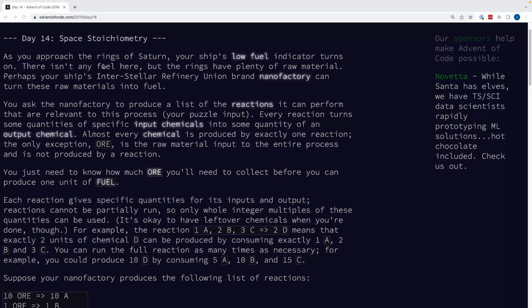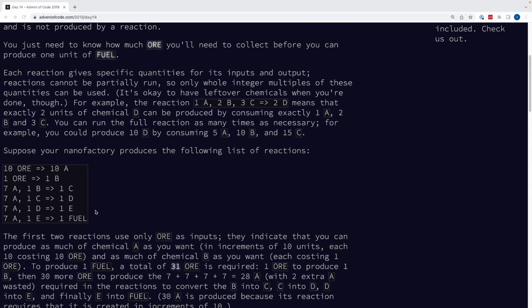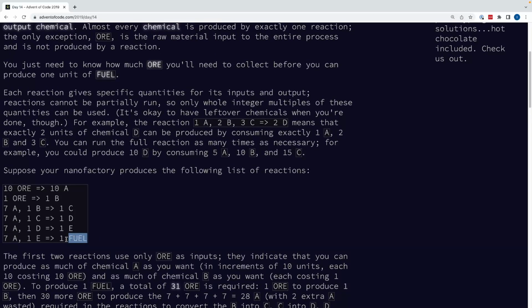All right, 2019, day 14. The idea is that we have this list of reactions. So we get a text file, each line denotes a reaction, and the output is on the right, and the input is to the left of this arrow here. And we have one reaction that produces fuel, and we also have a number of reactions that take ore as input. So you can think of fuel as the thing that we ultimately want to produce, and ore is the base cost of everything else.